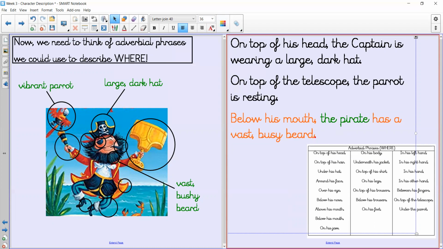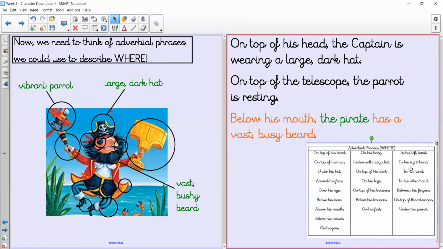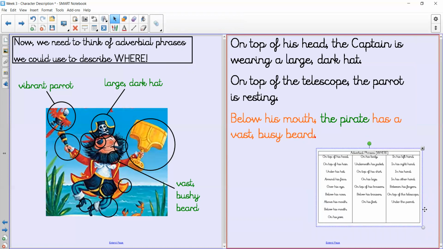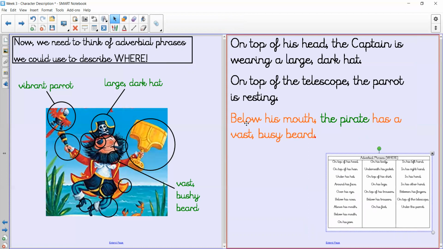What you need to do is to look at your work from yesterday, see how you've labelled it. Parrot, large dark hat, vast bushy beard, golden underpants, red shiny jacket, and you're going to create sentences with your adverbial phrases at the start. You can use this bank to help you over here. And if you want an extra challenge, what you can do, just like I've done here, is to either highlight, underline, colour in, whatever you want to, the different parts of your sentence in the right rainbow grammar colours.